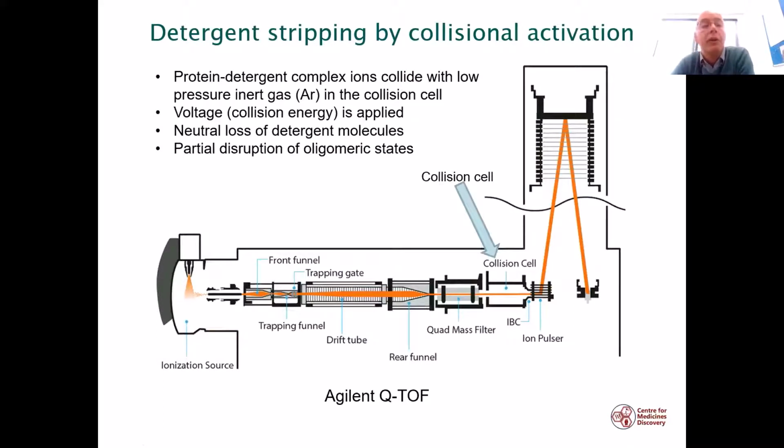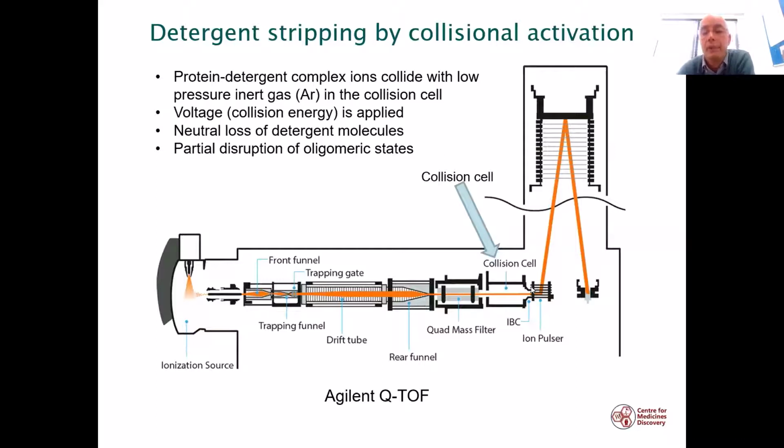So another method of removing detergent is to keep your protein solubilized in detergent, and it's possible by direct infusion to spray that directly into the mass spectrometer. Now, if you do this, normally what you will see is that you will not see the protein. You will see clusters of detergent, a big hump where your protein ought to be, but all you will see is detergent peaks. But what you can do is apply collisional activation.